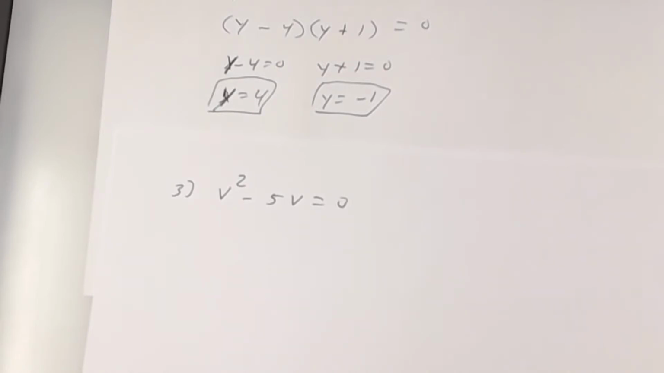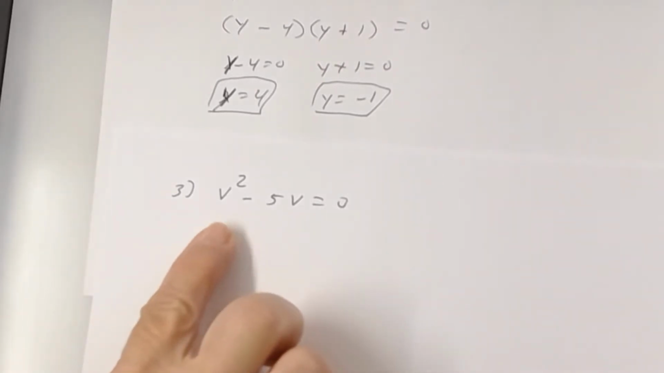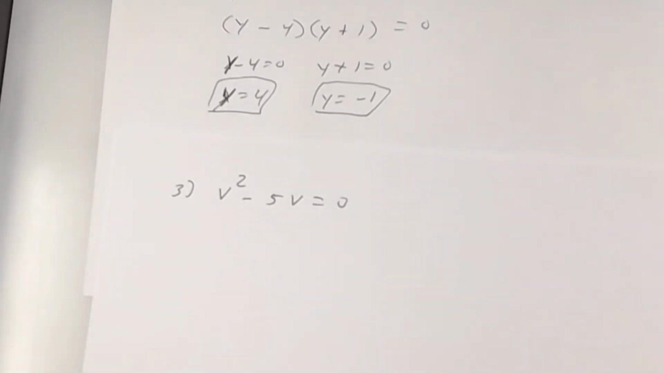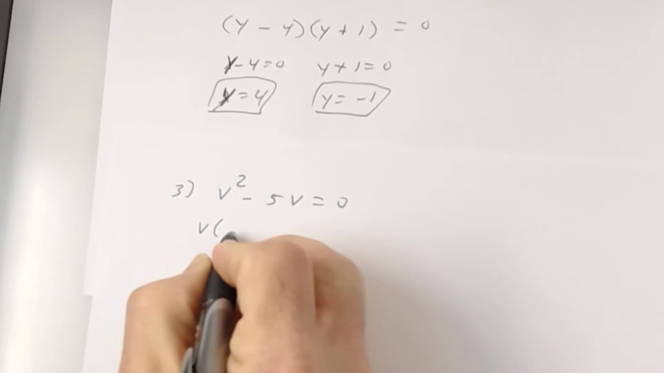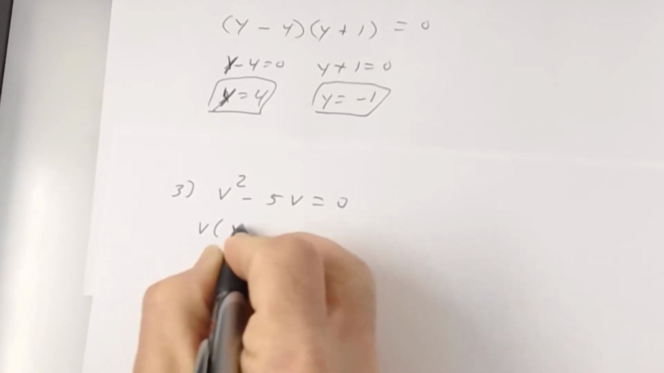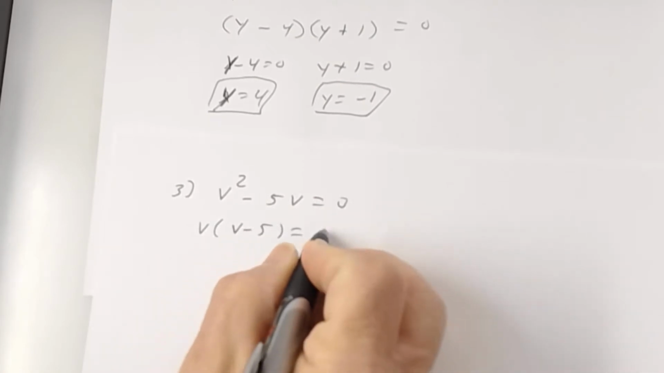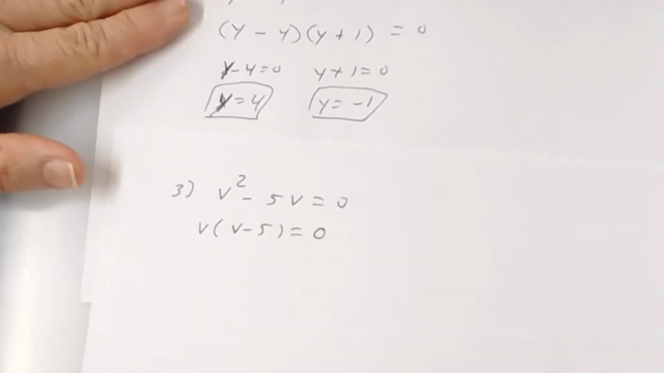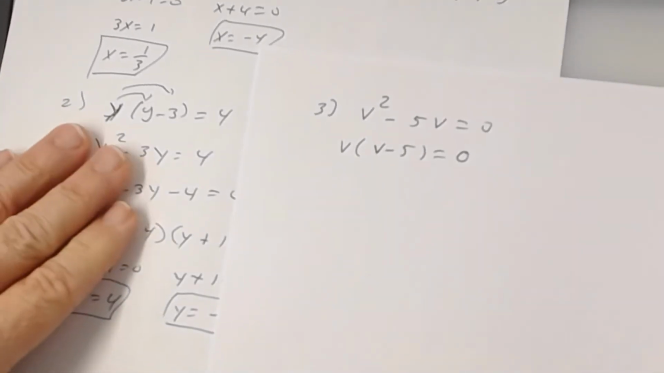Very good. The GCF is a V. That's your GCF. So in the previous two, the GCF was 1. Now the GCF is V. So I can factor out a V. When I factor out a V, I get V times what? And what does that equal? 0.